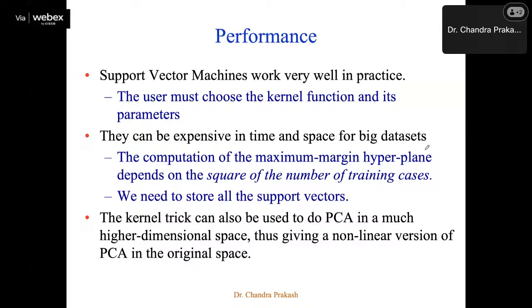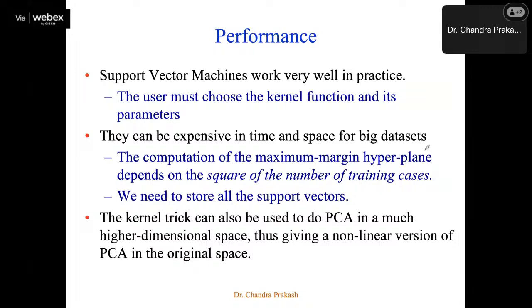When we talk about the performance of SVM, they work well in practice because we are more interested in only those particular vectors which are on the boundary, right? The user must choose the kernel function and its parameters very precisely, because then only will you be able to come up with better algorithms. They can be expensive in time and space for a big data set.